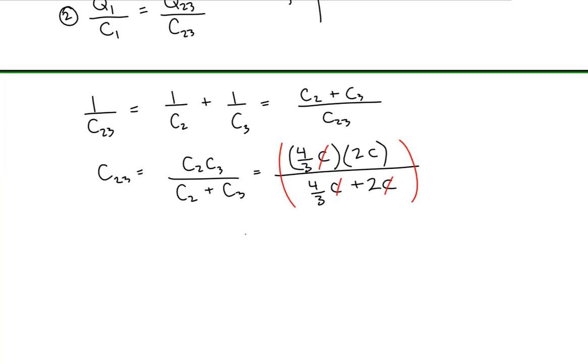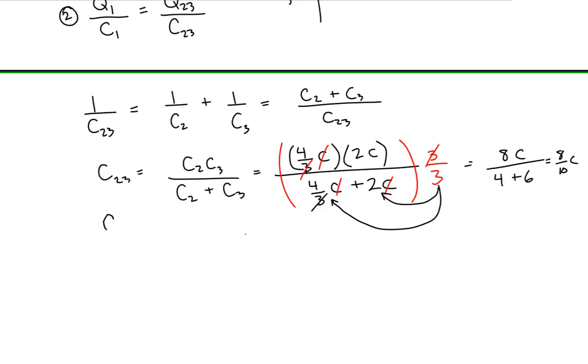I am going to go ahead and multiply the numerator and denominator by 3/3. And this 3 cancels with this 3 in the numerator. So in the numerator, I have 8C. And in the denominator, I have 4 plus 6 because this distributes there and this cancels with this one over here. So this becomes 8/10 C, which is the same thing as 4/5 C.